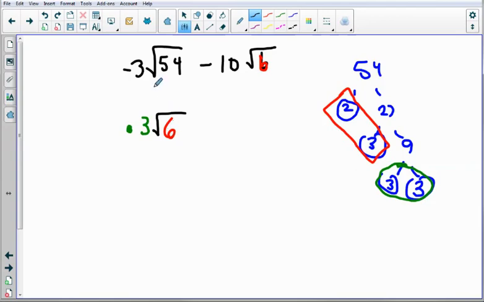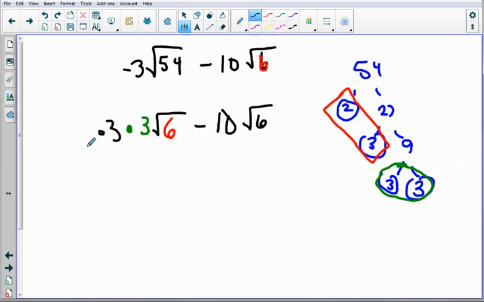All right, so the square root of 54 using prime factorization broke down into 3 times the square root of 6. So that's going to be -3, that's this -3 right here, times 3 square roots of 6, which is what the square root of 54 breaks down into, minus our original 10 times the square root of 6.